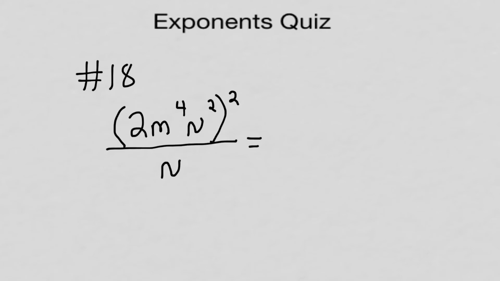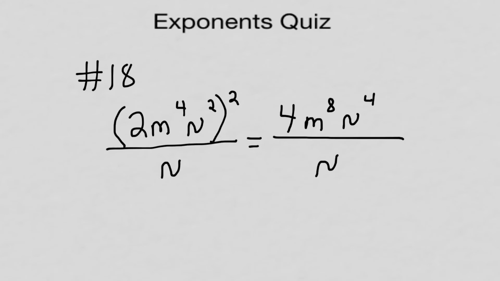All right, number 18. We've got a lot of stuff on top. We've got 2m to the fourth n squared, all of that squared over n. The first thing we have to do is take care of this square on the top. So bring my line over. 2 squared is 4. M to the 4th squared is m to the 8th. N squared is going to be n to the 4th. All of this over n.